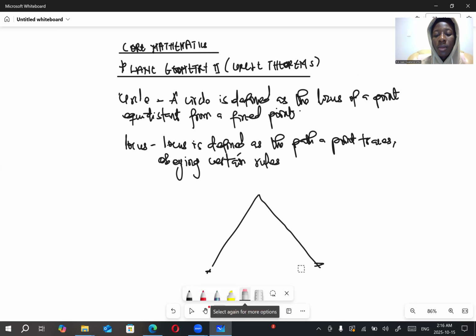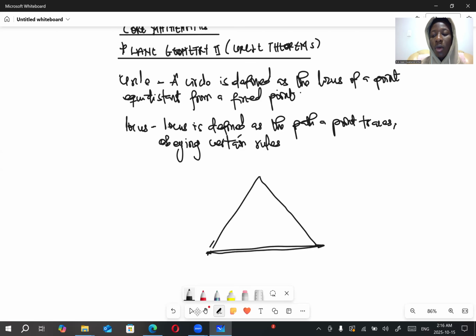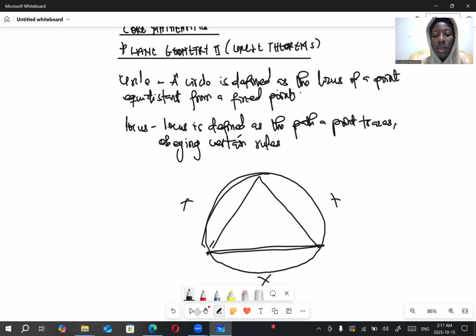So you have a triangle, 3 points that form a triangle, and you will be given certain properties or certain rules, and those rules make you draw arcs. I don't know if you remember that. At the end of the day you get a circle revolving around all the points of the triangle. This circle is a locus. Do you understand? This circle is a locus.